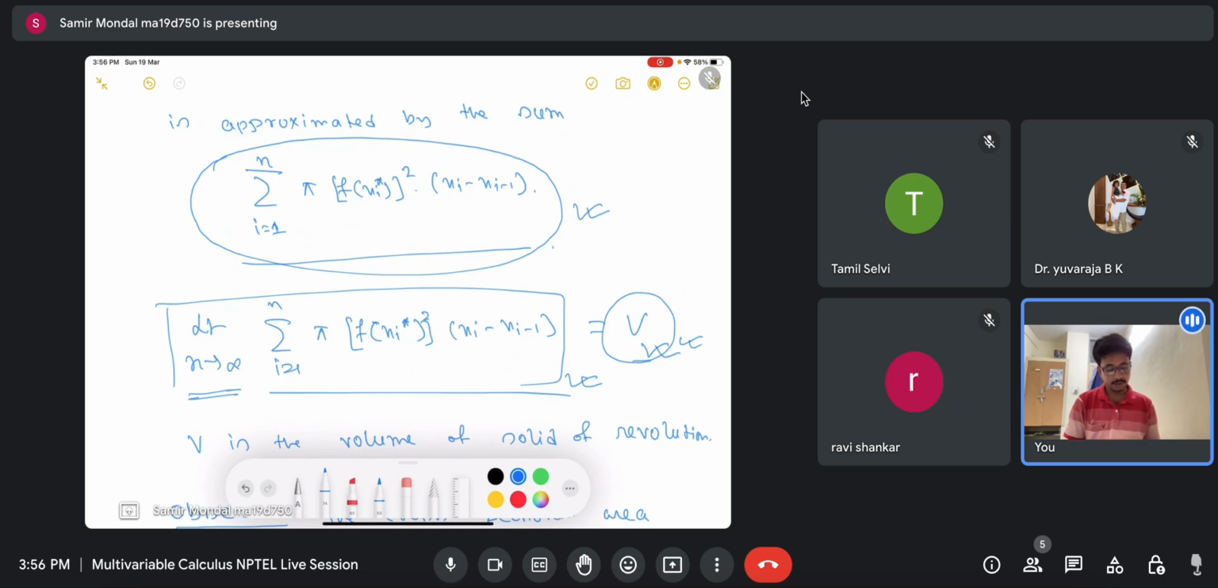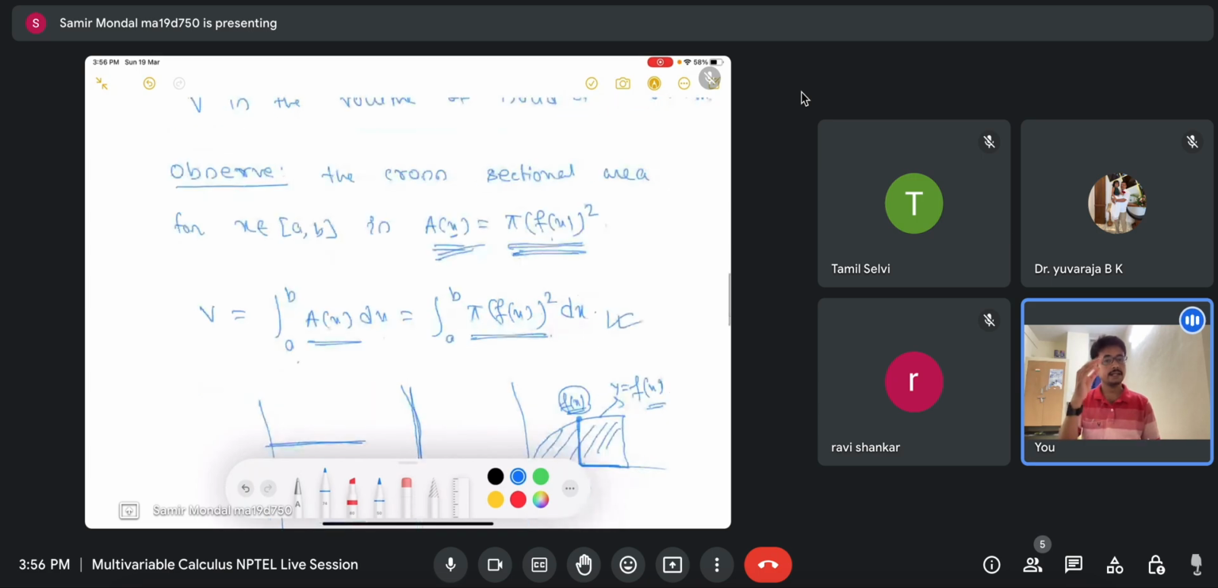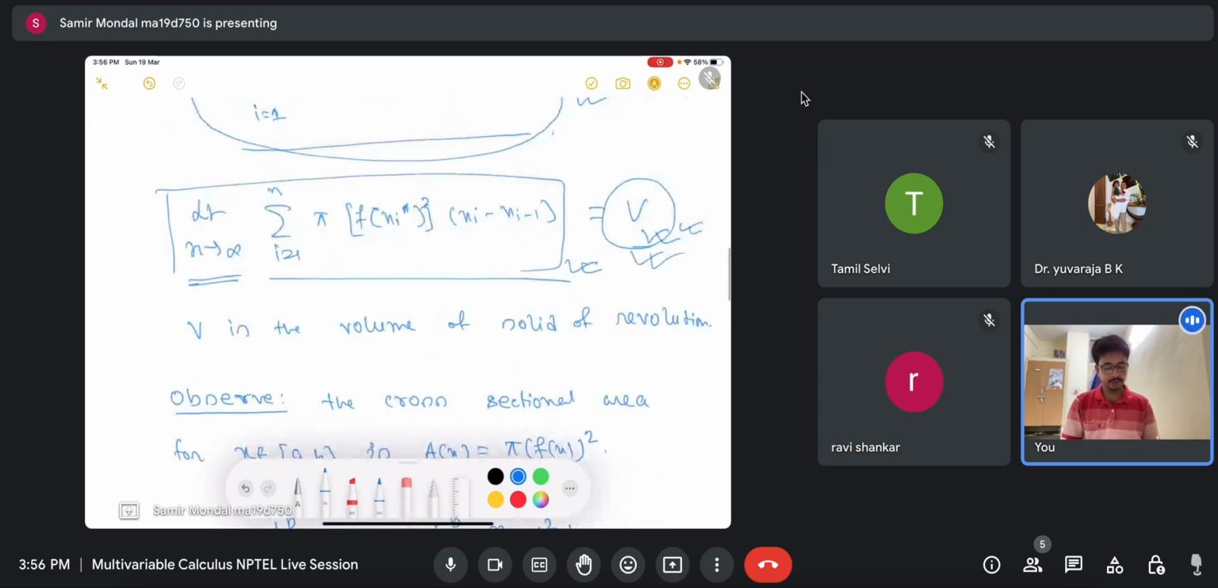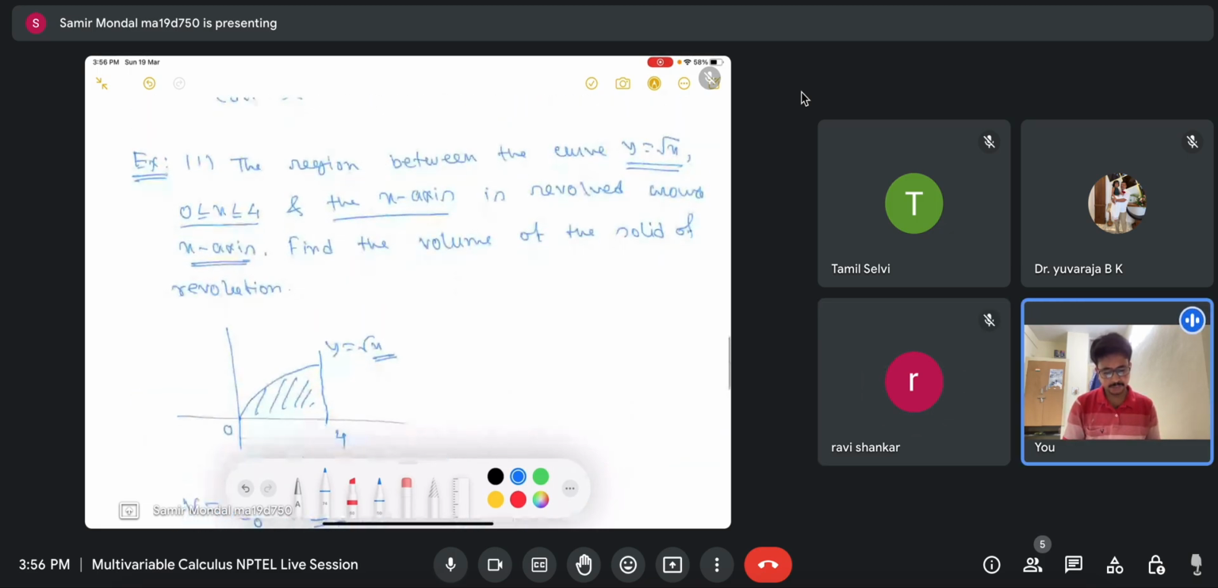Here we take the cross-sectional area as π f(x)², since the area of a circle is π r² and here r is the height f(x). The cross-sectional area depends on x. If x is continuous, the volume will be exactly equal to the integral from a to b of A(x) dx, where A(x) is π [f(x)]² dx. Understood, Ravi? Yes, sir. After that we go through one simple example.